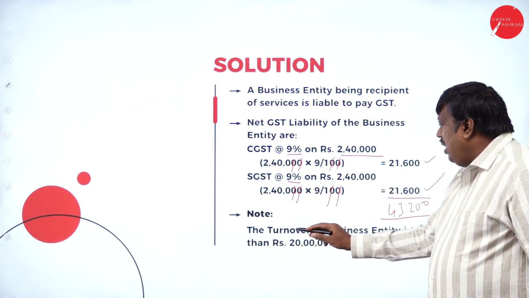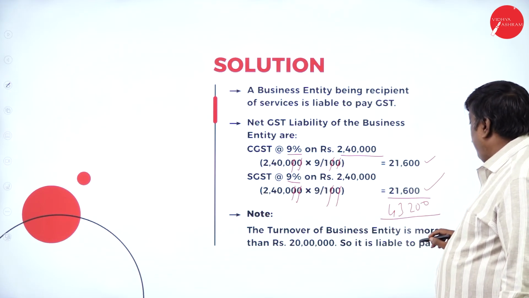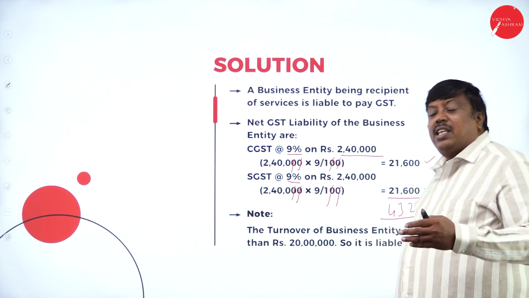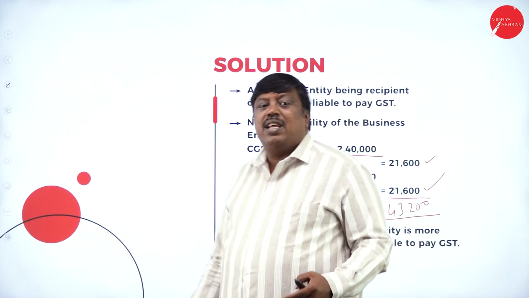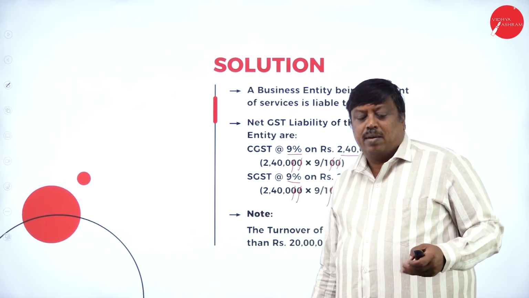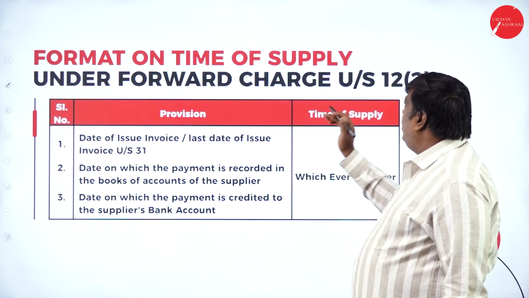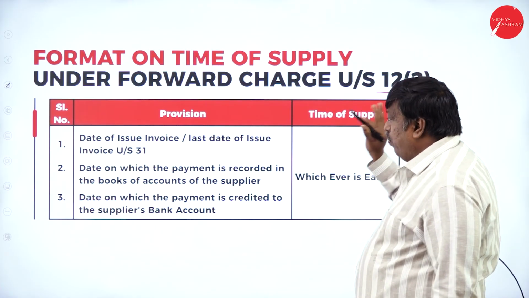Now, the turnover of the business entity is more than 20 lakh, so it is liable to pay GST. If the turnover of any business entity is less than 20 lakh, there is no need to pay tax to the government. Next, the time of supply under forward charge under section 12 subclause 2.